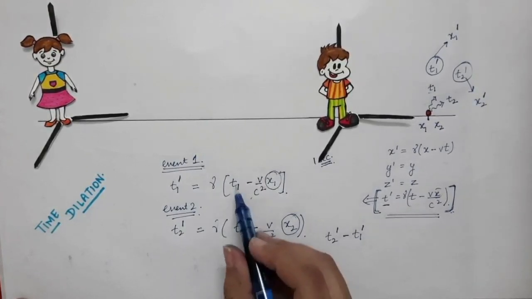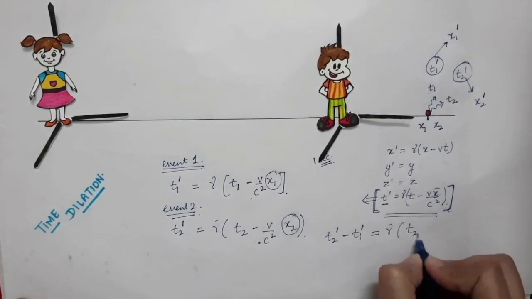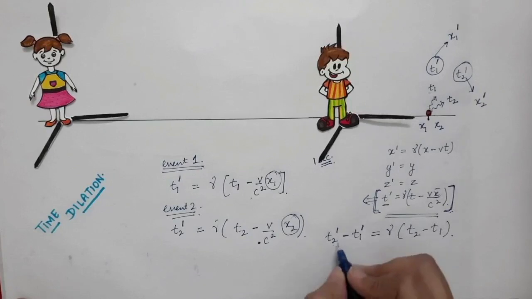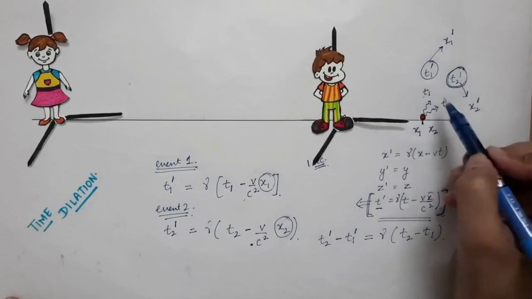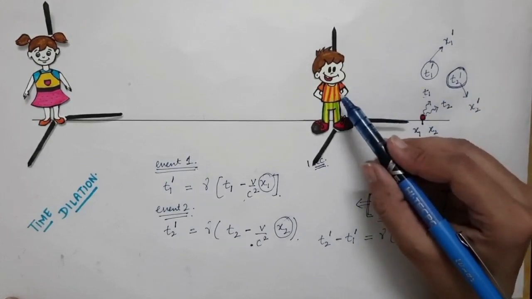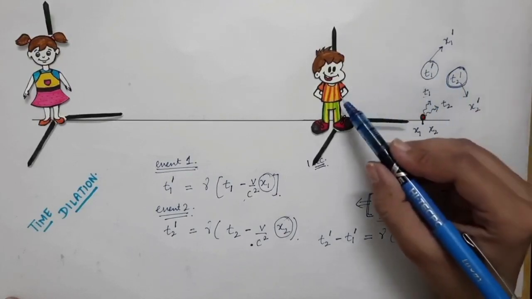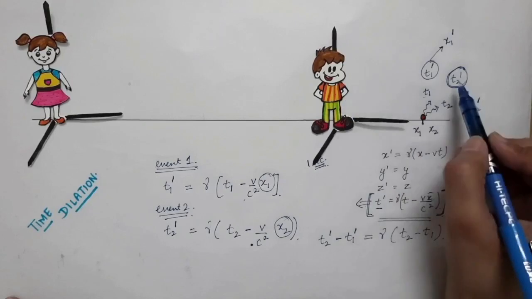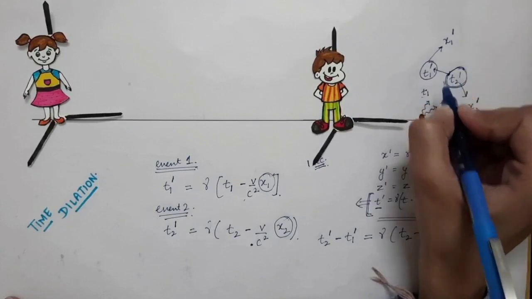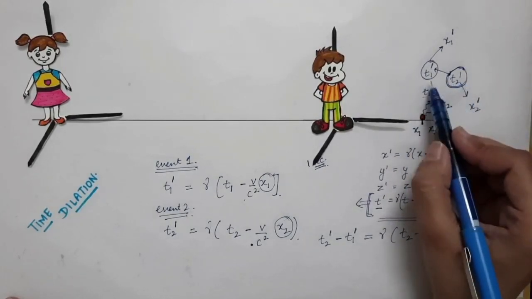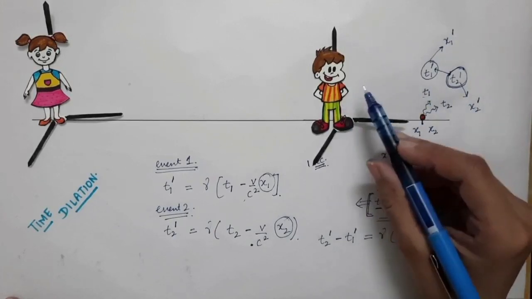When you subtract these two equations, you will have t2 prime minus t1 prime equal to gamma times t2 minus t1. Now t2 prime is the time of the second event with respect to your friend, or with respect to the sigma prime frame, and t1 prime is the time of the first event with respect to your friend or the sigma prime frame. So t2 prime minus t1 prime will give me the time difference between the two events with respect to sigma prime, with respect to your friend.